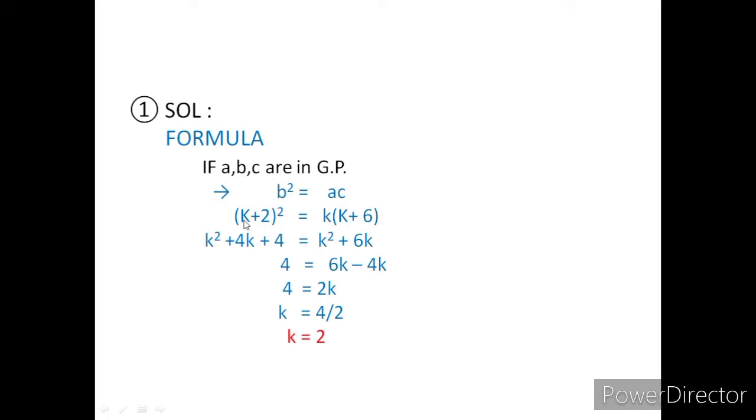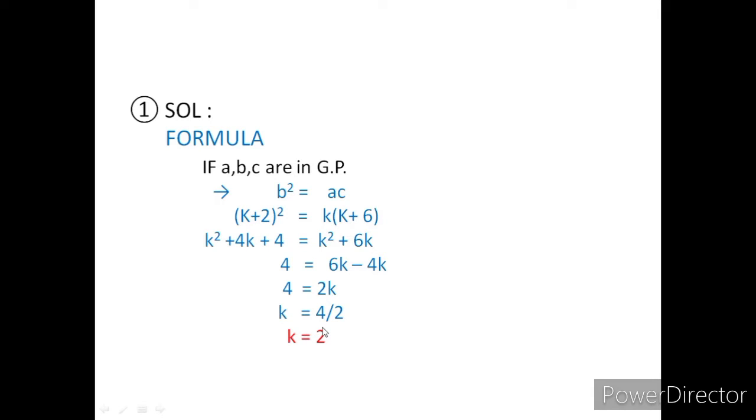It is nothing but (A plus B) whole square. This is A square plus 2AB plus B square. Here you have to multiply this K and K plus 6. K into K square, then K into plus 6 is nothing but 6K. Thereafter you see here, this K square and this K square should be cancelled. Thereafter you have to transpose this plus 4K to RHS, it becomes minus 4K. You have 4 in LHS. Therefore, it is nothing but 2K. Therefore, K is equal to 4 by 2. It is nothing but 2.